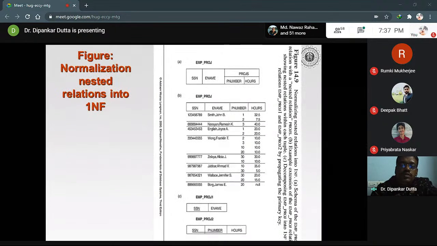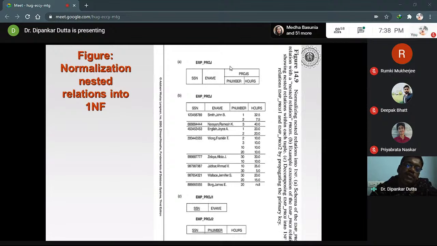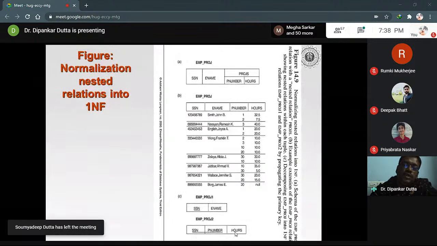So what we have to do is convert it into first normal form. We can divide this table into two tables. In the first table, we put SSN and ename. In the second table, we put SSN, P number, and hours. Now these two are in first normal form, but the original design is not in first normal form.